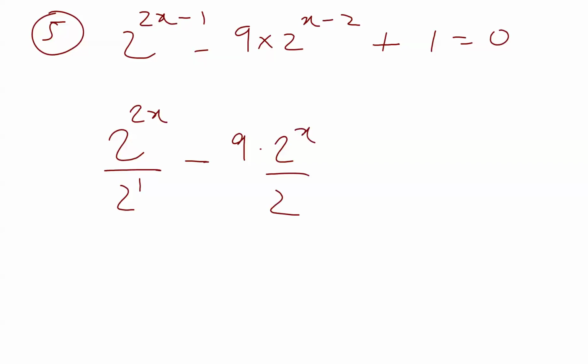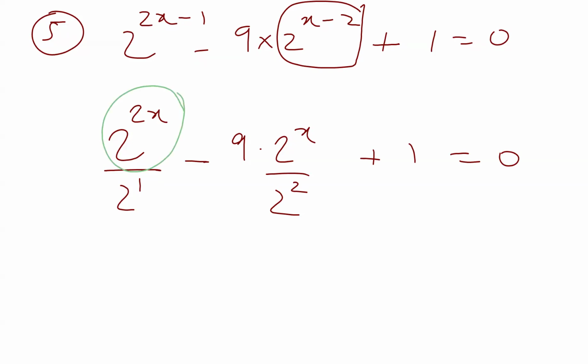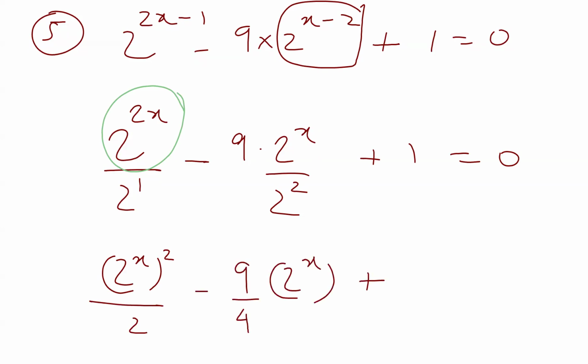Into 2 raised to x upon 2 raised to 2. Again, same laws of indices over here. Plus 1 equal to 0. Now this 2 raised to 2x, I'll just write it as 2 raised to x the whole square because we are having 2 raised to x over here. Upon 2 minus 9 by 4, 2 raised to x plus 1. So only one change, 2 raised to x the whole square.